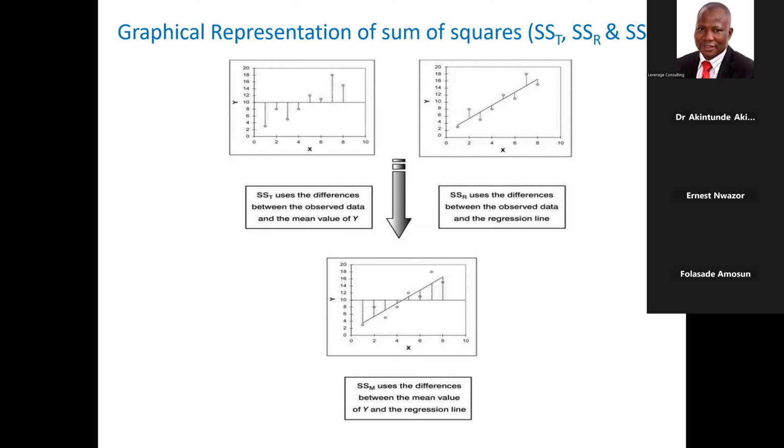And this is the one that corresponds with the sum of squares between in ANOVA. So if you add the sum of squares residual and the sum of squares model, it gives you the total sum of squares here. It's the same thing in ANOVA. So you can see that in the first graph, the sum of squares total uses the difference between the observed data and the mean value of y. The sum of squares residual uses the difference between the observed data and the regression line. And the last, the sum of squares model, M, uses the difference between the mean value of y and the regression line.